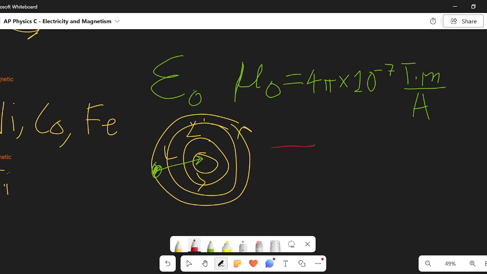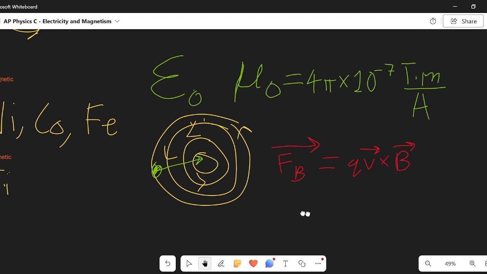And the variable for magnetic force looks something like this, right? F_B, right? Force, and then B is how we represent magnetic field, right? And it is going to be equal to q, which is a charge, times the velocity vector, multiplied by B, which is the magnetic field vector, right?